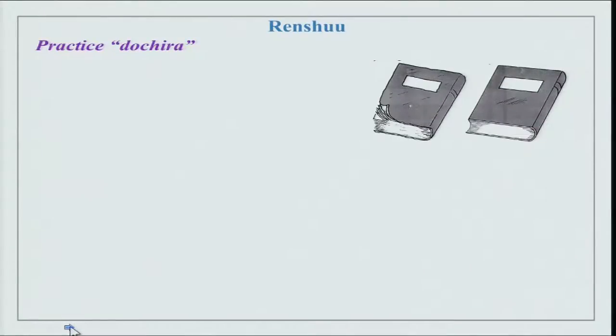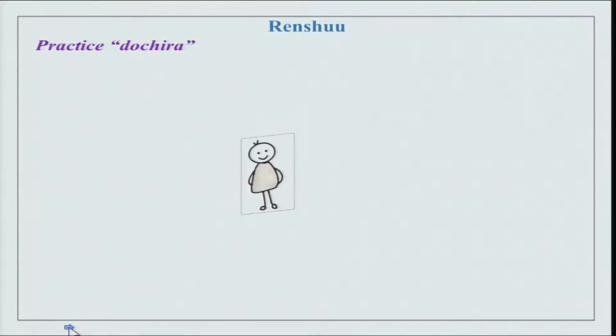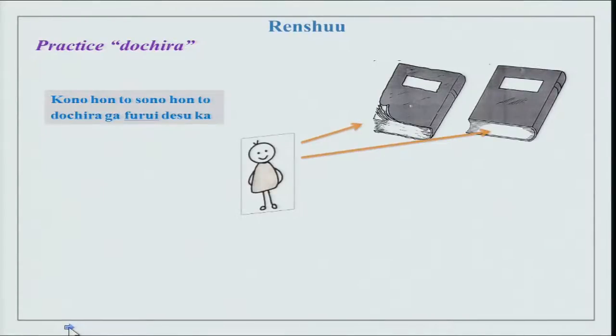There are two books over here. One is new, one is old. So, this is Tanaka-san over here. Kono hon to sono hon to. Kono hon to sono hon to dochira ga furui desu ka? And it's very clear. Kono hon no hou ga furui desu. You can answer like this.